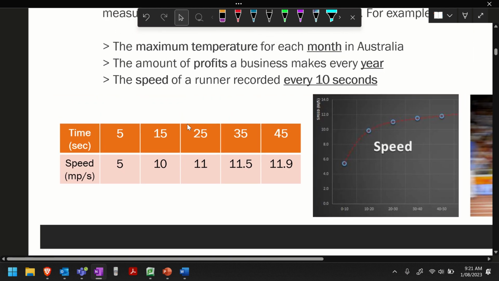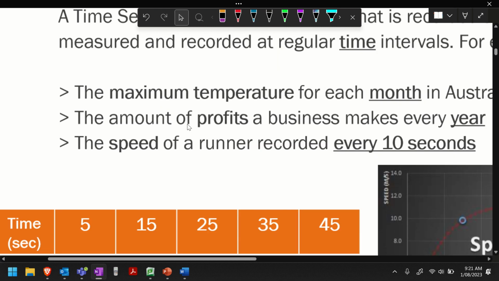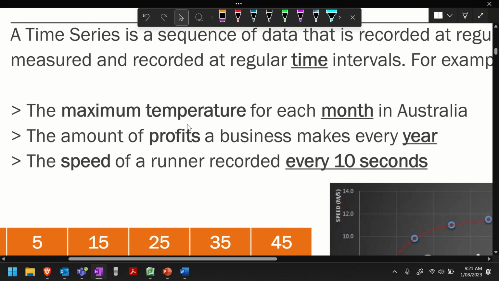The reason why we need to understand that is it's always recorded at regular intervals, the same intervals. So, for example, if you're a business, or if you want to record the temperature in Australia per month, what does that mean? You're recording it at January, and then February, and then March, April, May. You're not recording at January and then skipping everything and then straight to April. Yeah, it's at regular intervals.